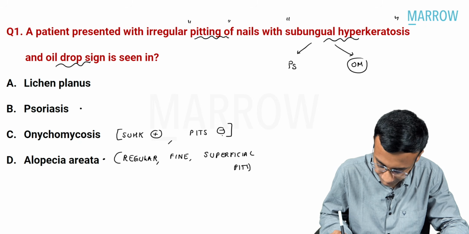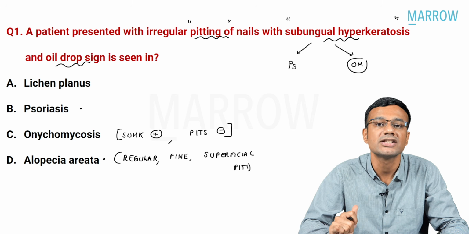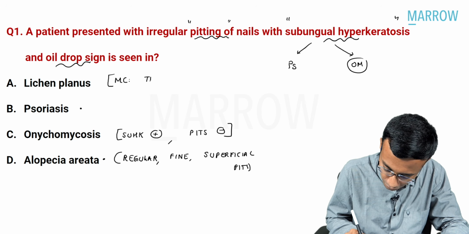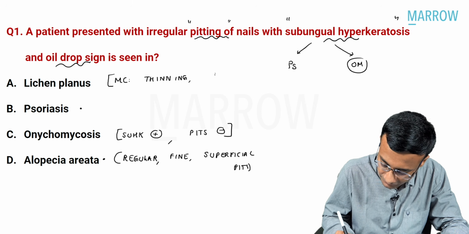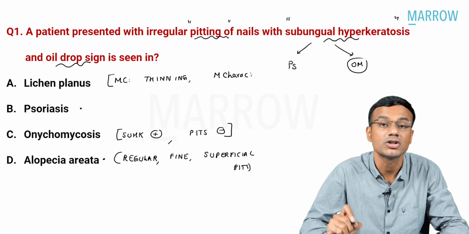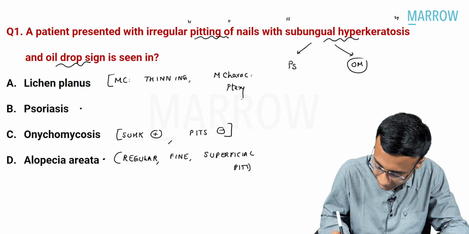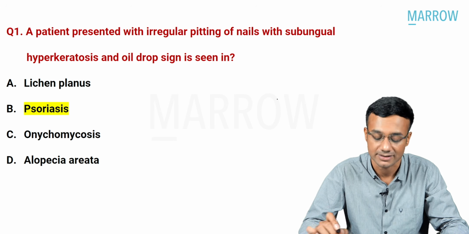Pits are absent. Now, when we talk about lichen planus, what we need to remember, the most common nail change of lichen planus is thinning of the nail. Most common is thinning of the nail plate. And if the question is which is the most characteristic nail change of lichen planus, the answer is pterygium of the nail. The answer is pterygium of the nail. So with this, we are left with only one option, which is psoriasis as the correct answer.